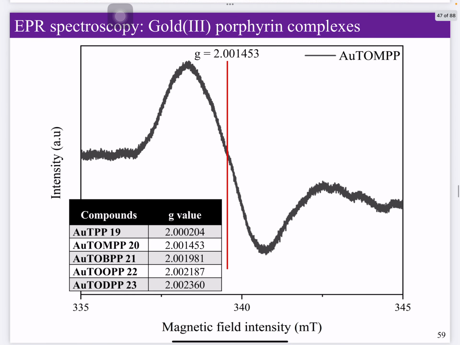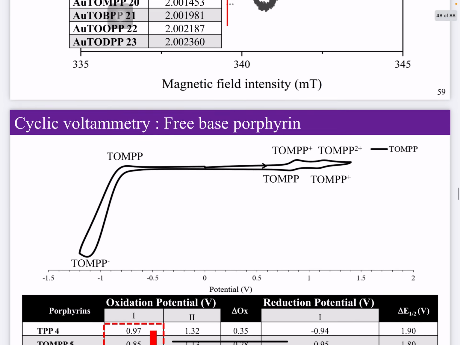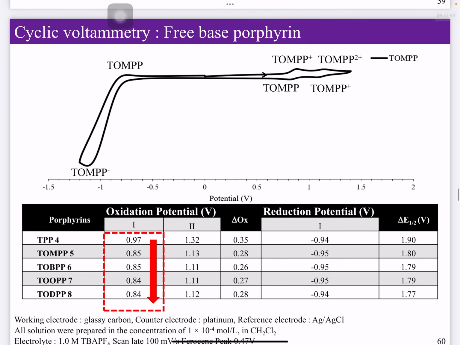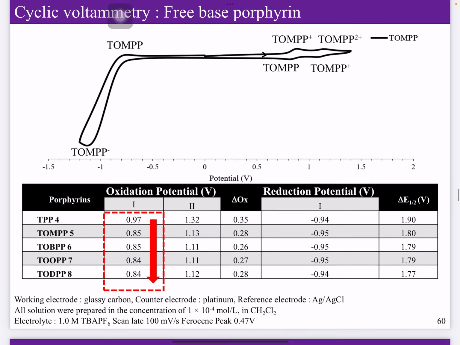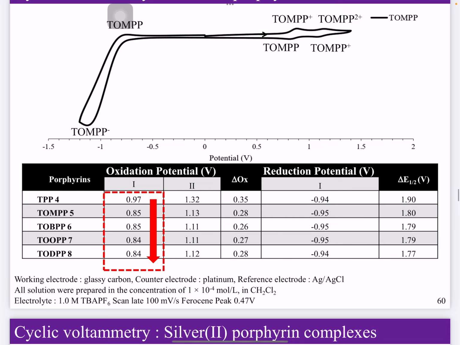In the case of gold, the gold porphyrins show only one peak. That represents gold 3+, which is not paramagnetic. We get a silent signal in ESR, and the g value is in the range of 2.00, similar to the free electron.